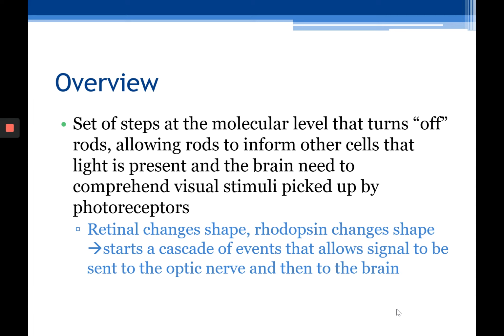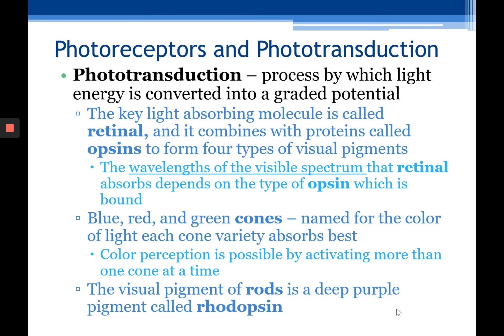So again, retinal changing shape from bent to straight starts a transduction cascade of events, and that allows the signal not only to travel via the optic nerve, but reach the brain and be processed by the appropriate cortices. And that whole process is phototransduction, or the phototransduction cascade. And that's just a process where we turn light energy into chemical energy, that kind of chemical electrical energy being a gradient potential then an action potential.